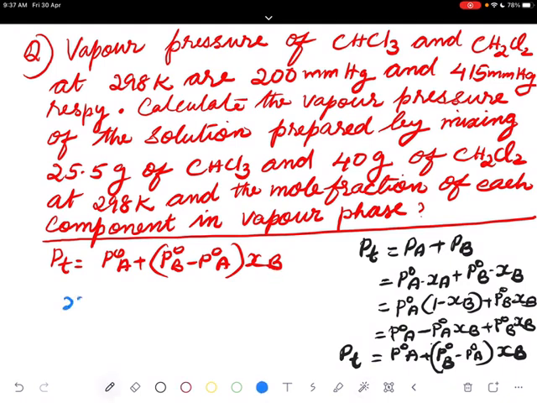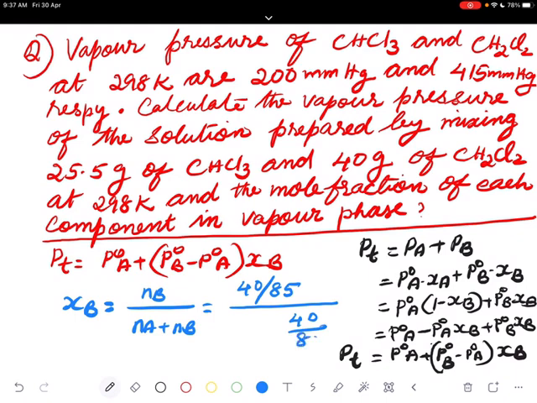How will you find out XB? XB is equal to NB upon NA plus NB. What is NB? 40 divided by its molar mass, that is 85, so 40 divided by 85 plus 25.5 divided by 119.5. You have to calculate the molecular masses.